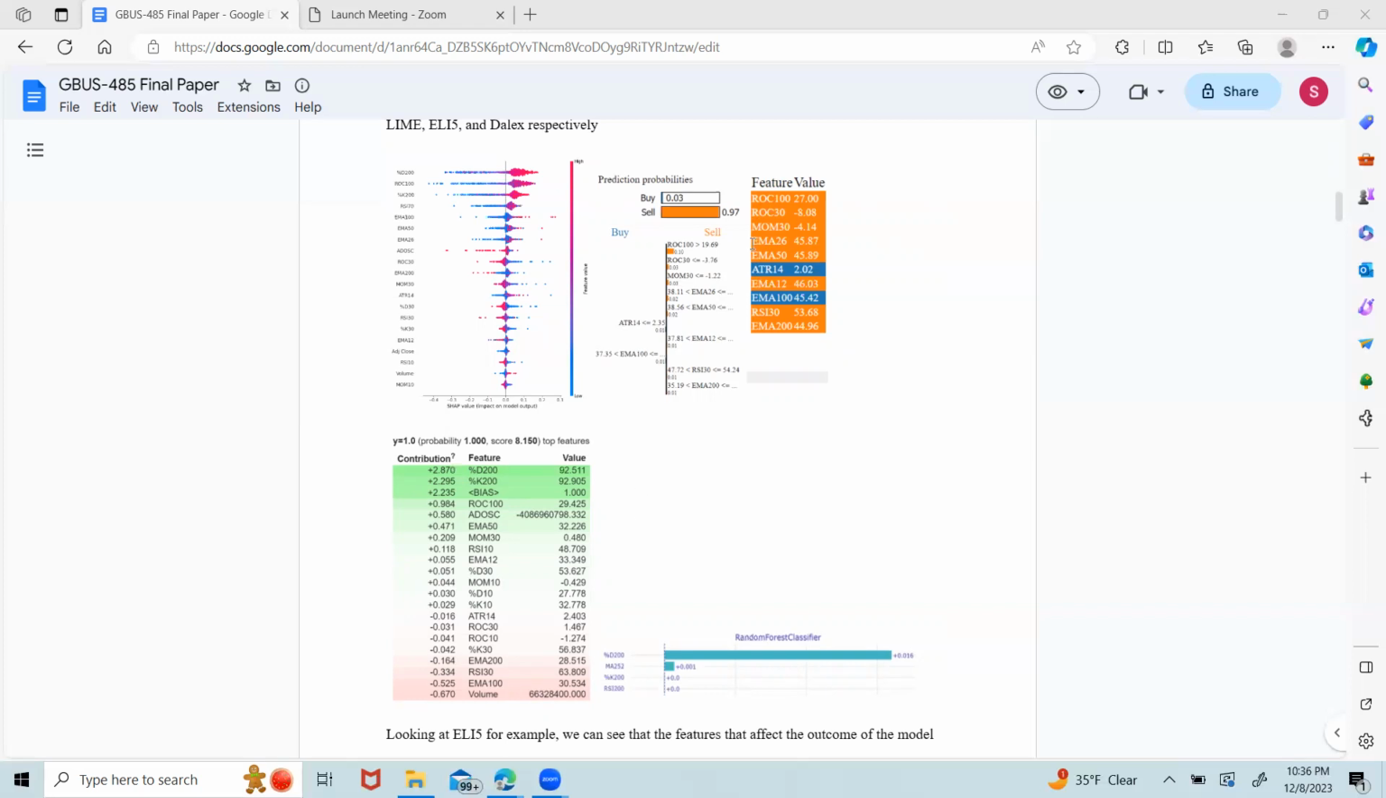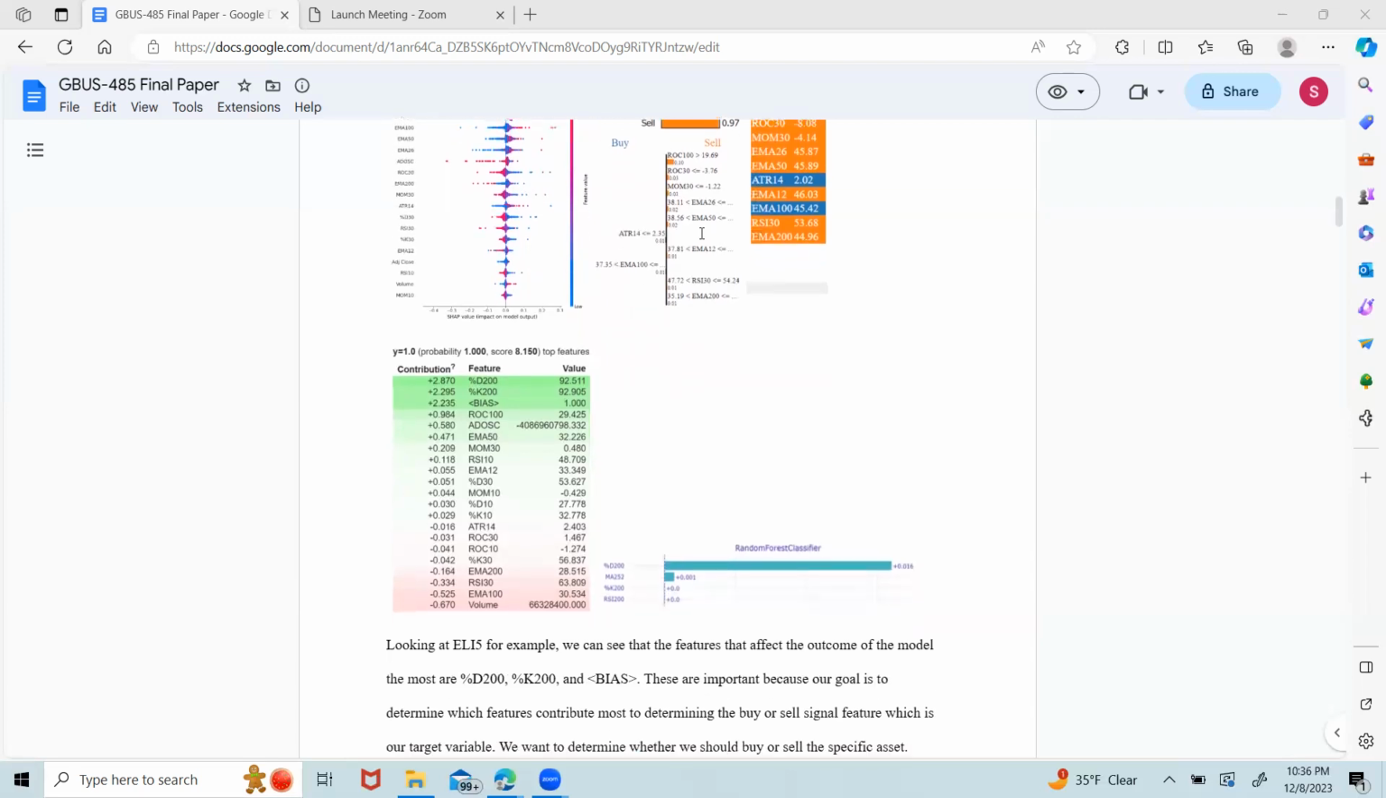If we were to look at LIME, for example, on the top right, we can see that some of the biggest contributing features are the EMA 26 and the EMA 50. You can see that those are contributing most to a sell signal, meaning that you should sell the stock.